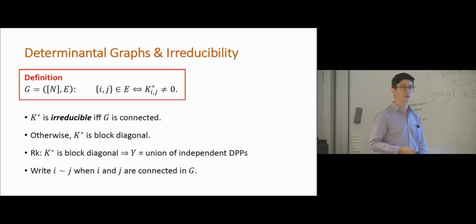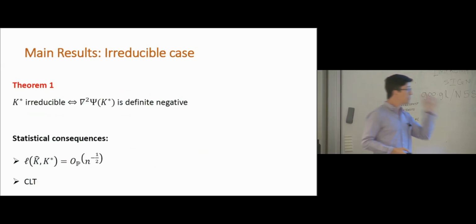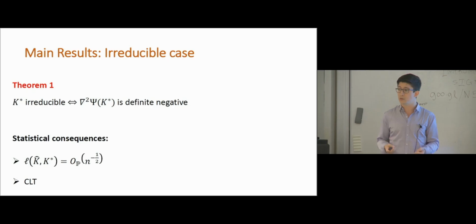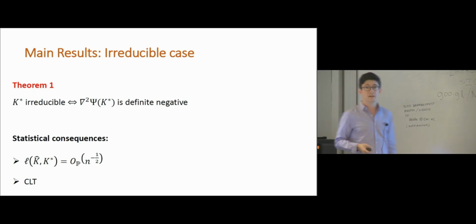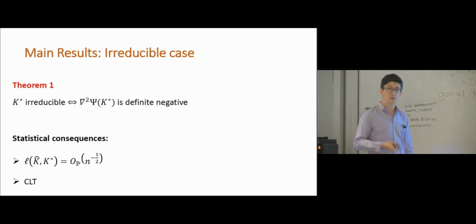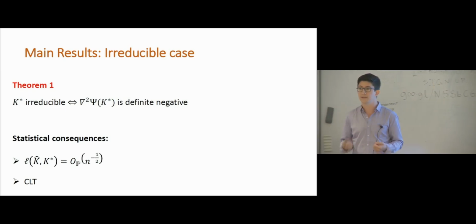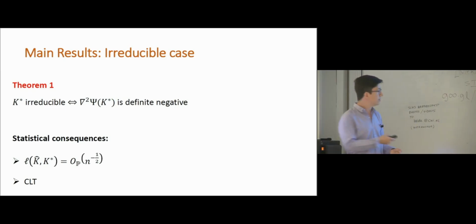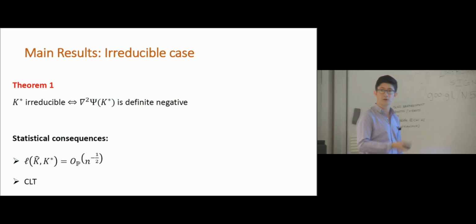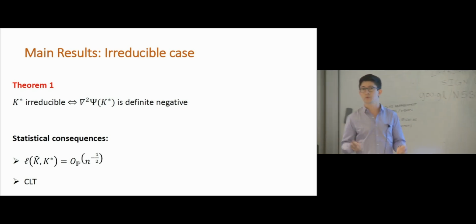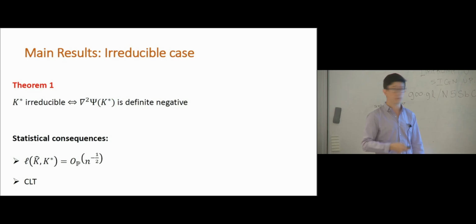So the first theorem that we show is that the Fisher information is actually definite, so it's non-degenerate, if and only if K star is irreducible. And as a statistical consequence, we show, after checking some technical conditions, that the error of the MLE is parametric, of the order 1 over square root of n in probability. And we also get a CLT that is in the paper.